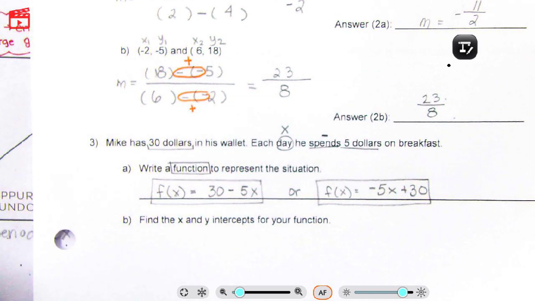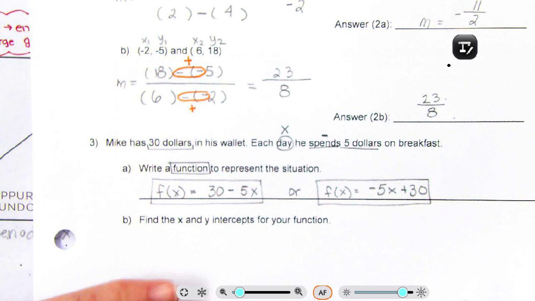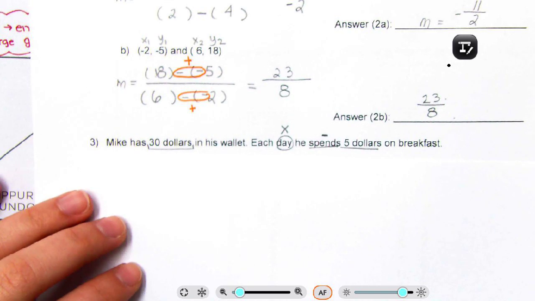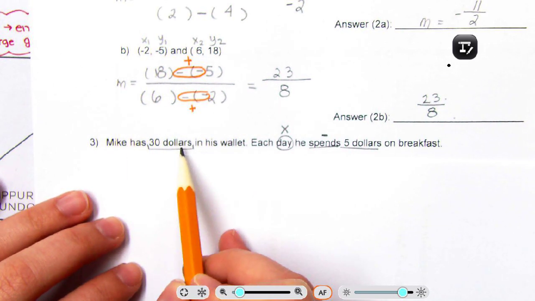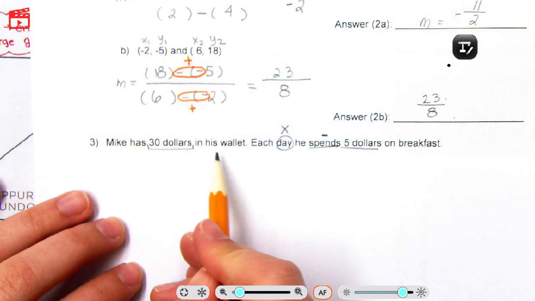All right, we are on number 3. I went ahead and did this with the student, so I'm going to go back. On here, the first thing I did was read what it says. So Mike has $30. I went ahead and underlined $30 because it is important that we know the amount of money he started with. So he has $30 in his wallet.